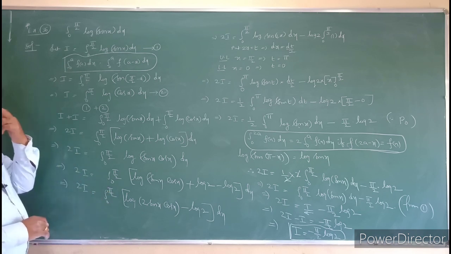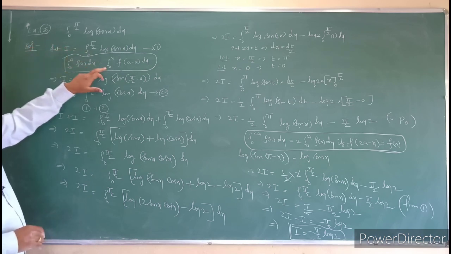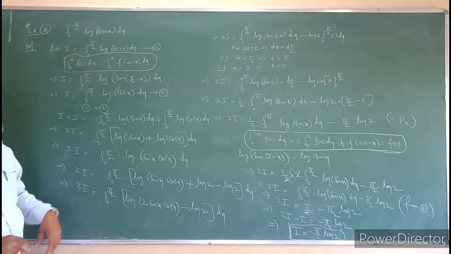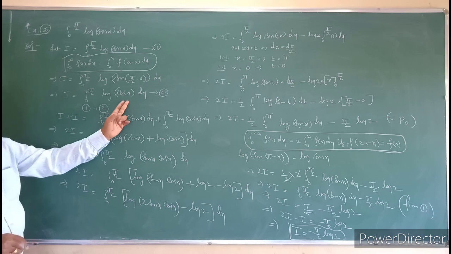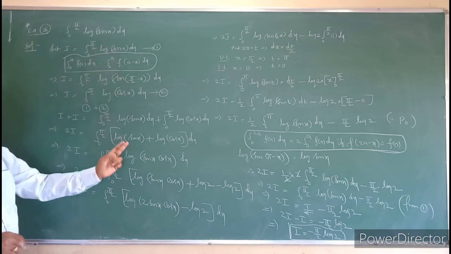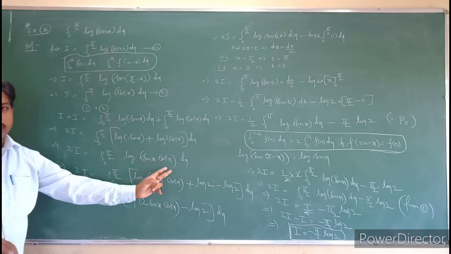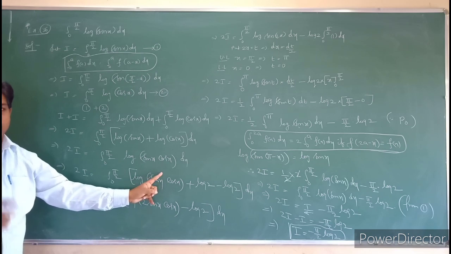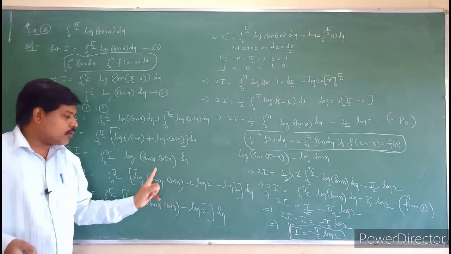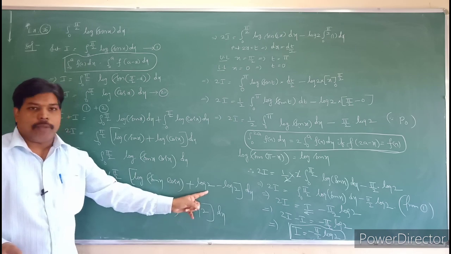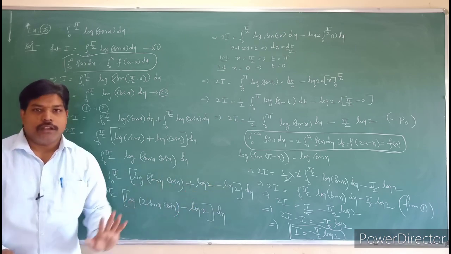See that one: integral 0 to a of f of x dx is equal to integral 0 to a of f of a minus x dx. So this sin x will become cos x. So add 1 and 2, it will become log of sin x into cos x. What is the term you have to add? You have to get a 2 sin x cos x. So that's why I am adding log 2 and subtracting log 2.